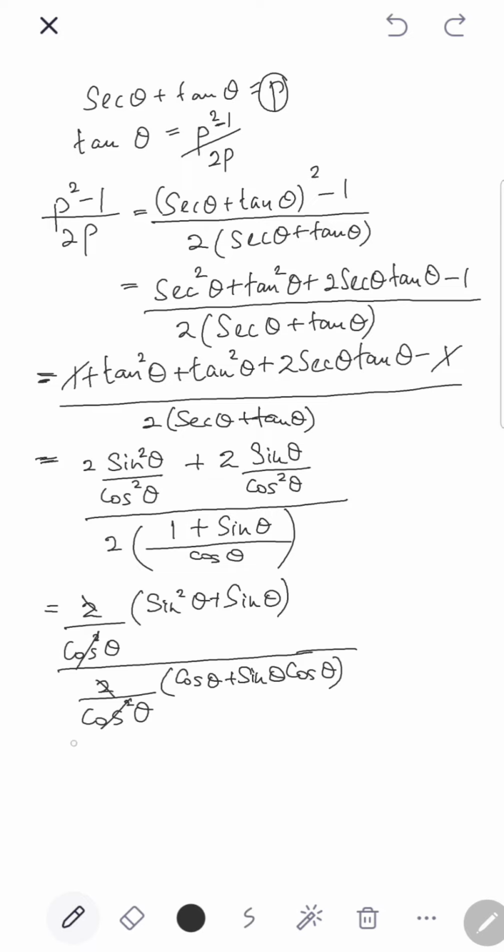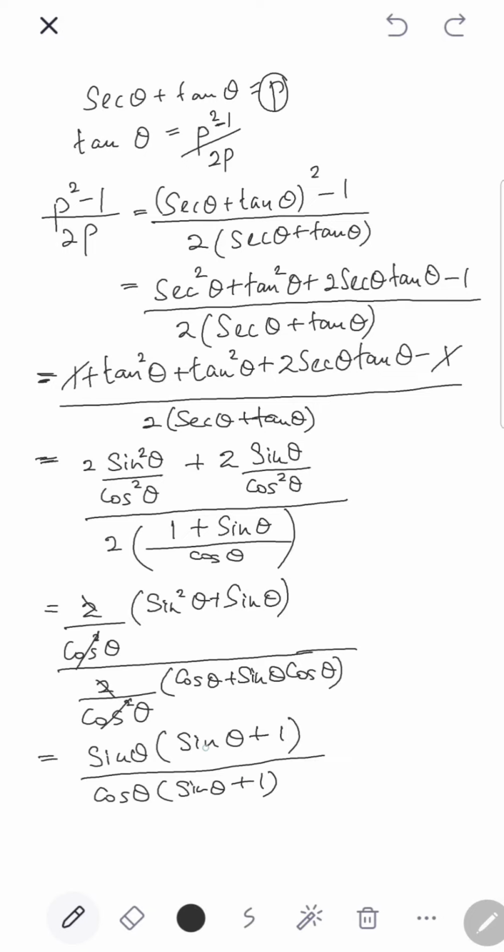When 2 gets cancelled, we can take the sine term out from the numerator expression: sin theta plus 1. We can take a cos theta out from the denominator. Then we have sin theta plus 1. Sin theta plus 1, sin theta plus 1 get cancelled. Here we get tan theta. Therefore, we can say this final answer tan theta came from p square minus 1 over 2p. These two are equal.